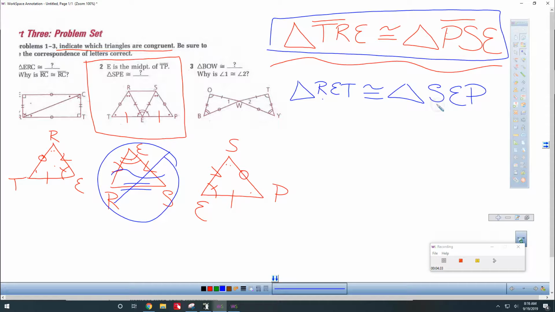And what angle is angle E congruent to? It's congruent to the other angle E. And what angle is angle T congruent to? Angle P. So the order matters, but you don't have to do any specific order. You just got to make sure that they match up. Does that make sense? Boom!